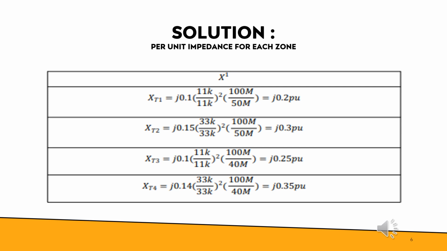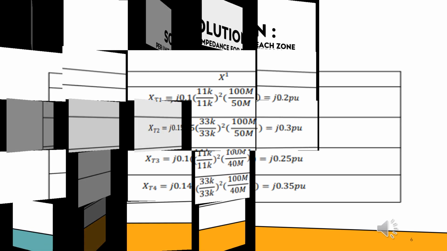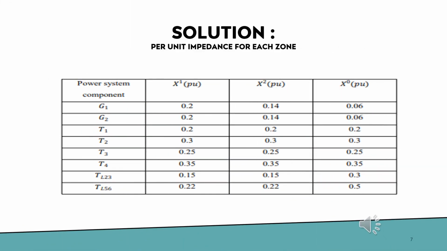Next, we find the values of XT1, XT2, XT3, and XT4. For XT1, we got the answer j0.2 pu. For XT2, we got j0.3 pu. For XT3, we got j0.25 pu. And for XT4, we got j0.35 pu. So these are the values of the power system components that we already calculated.